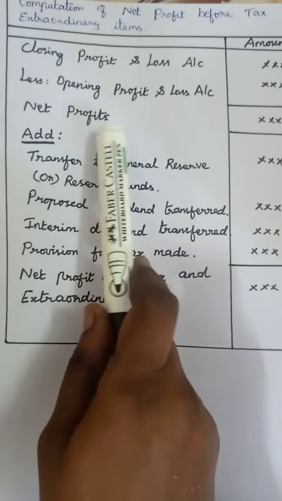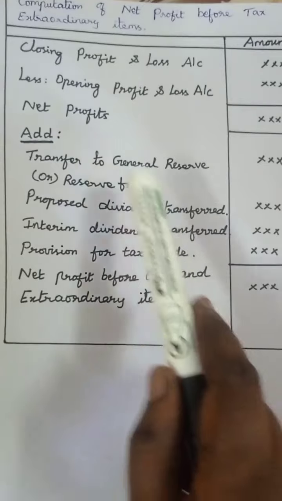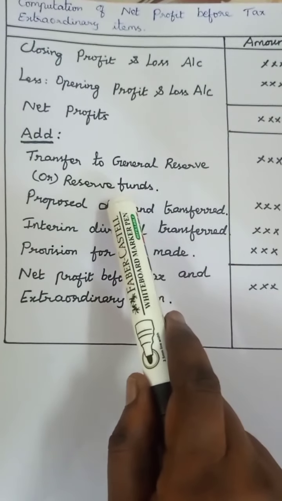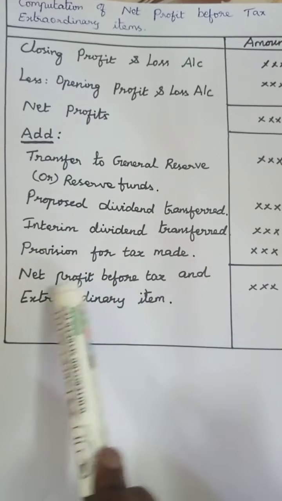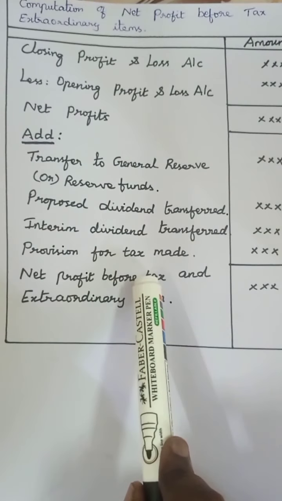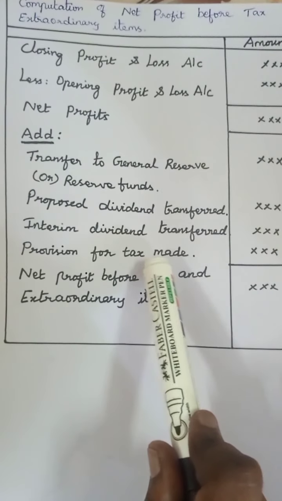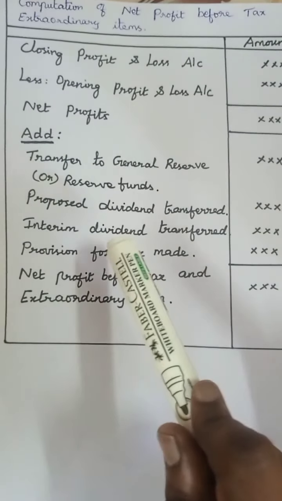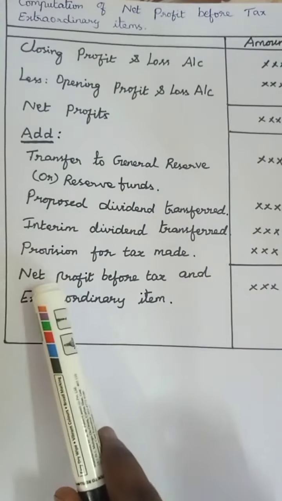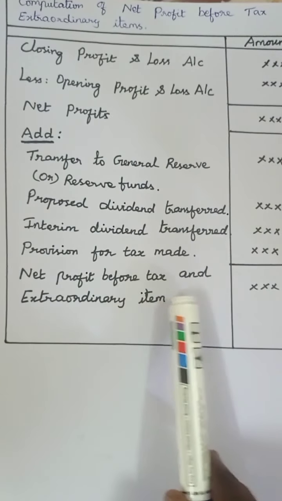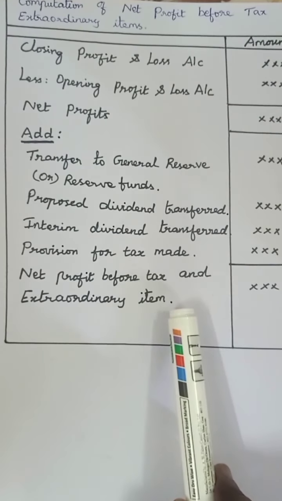If the net profit given is after making adjustments for items like transfer to general reserve, proposed dividend, interim dividend transferred, and provision for tax, which are usually shown in the P&L appropriation account, we have to add back those items to the net profit. This net profit before tax and extraordinary items will be shown in the cash flow statement.